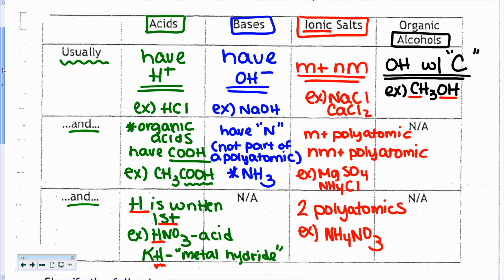Also notice the difference between that and an acid. The organic acid, they are very similar. Be careful. This is not the same as this. They are different. And the difference is that O. COOH is an acid. C and just an OH, that's an alcohol.